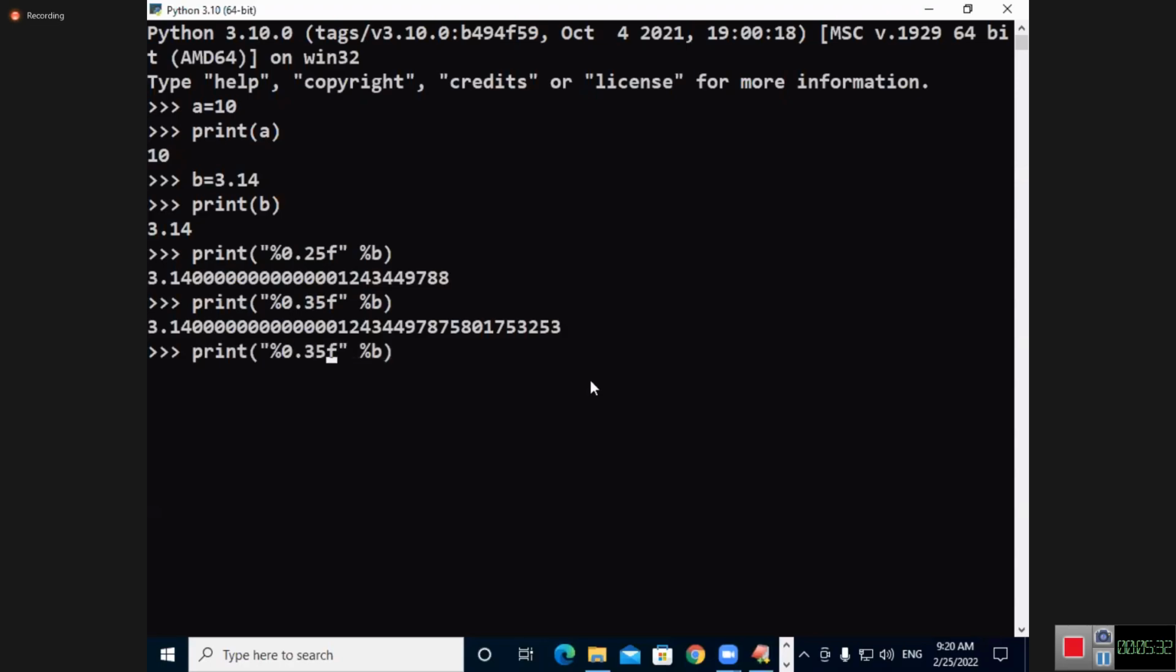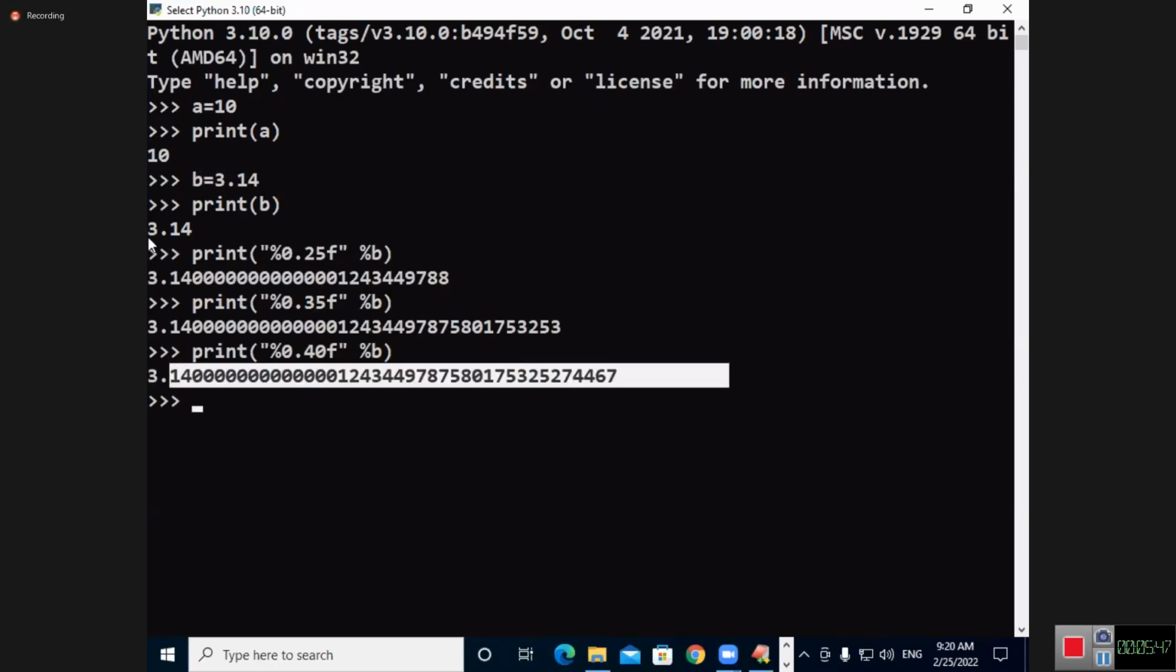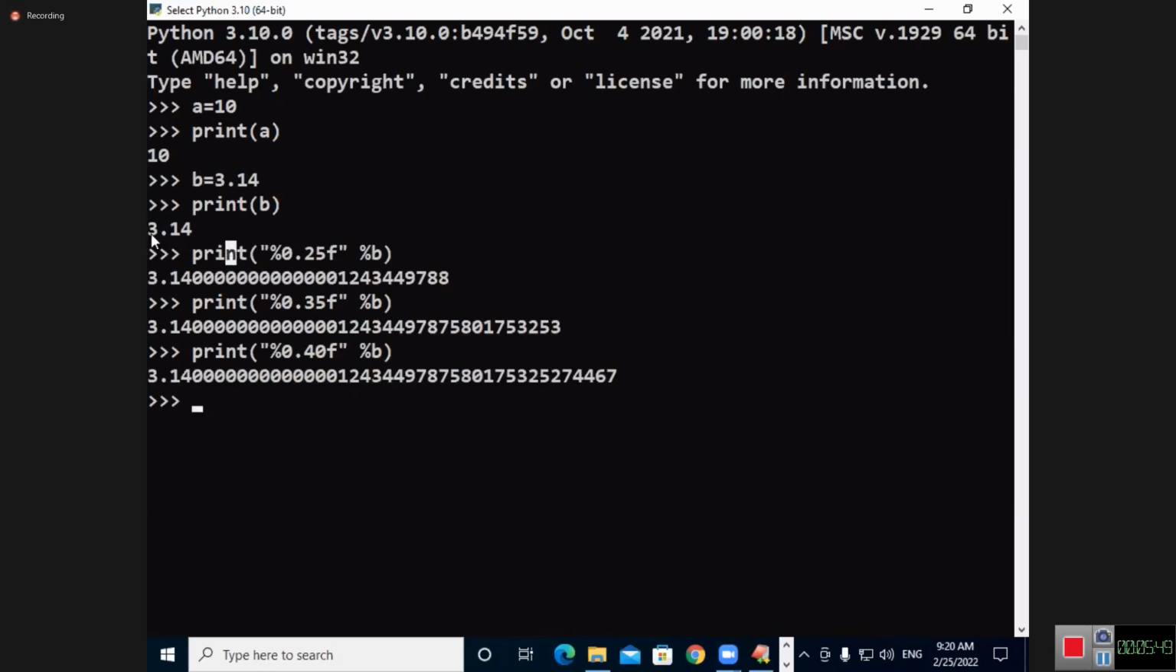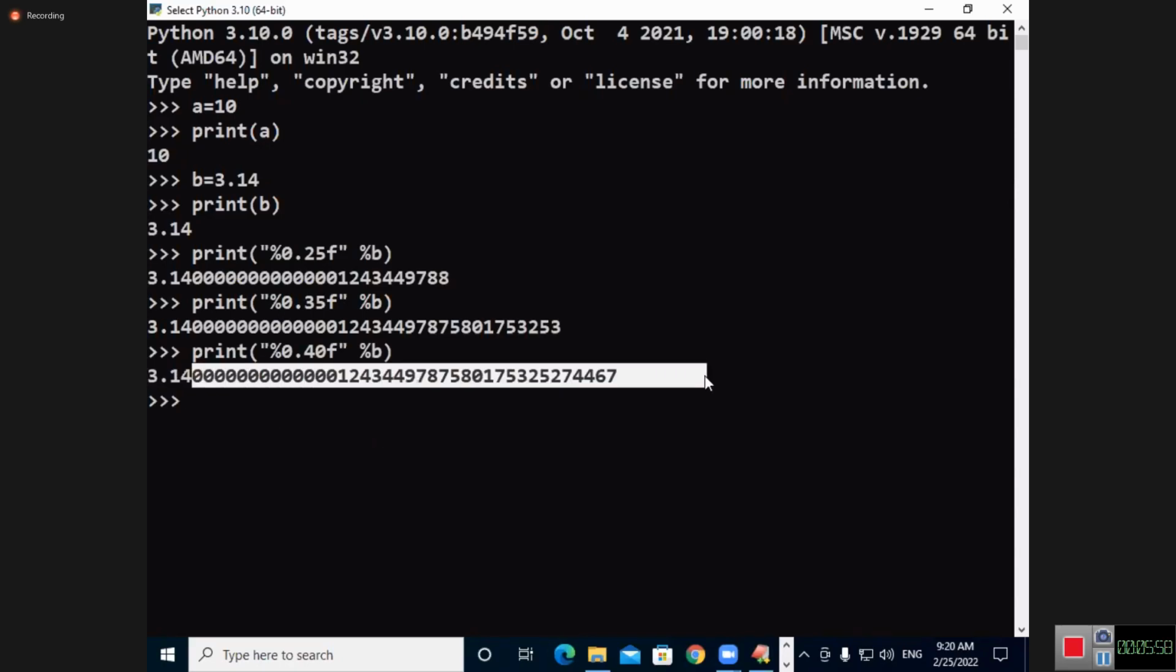In another place, I will write something like 40. I will have 40, and you see that I have some digits after that. So is it 3.14, or is it going to be something else? It is going to be something different. It is definitely not 3.14, it is not guaranteed that it is 3.14. It contains 3.14, but there are so many decimal places.